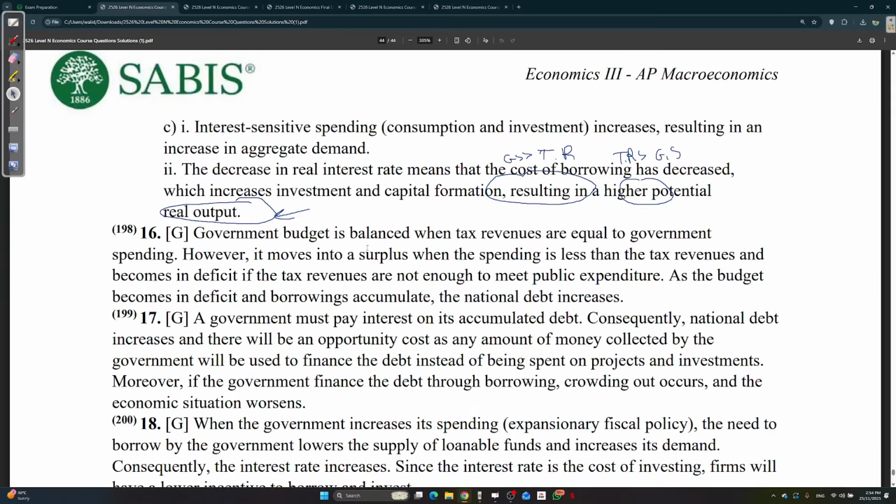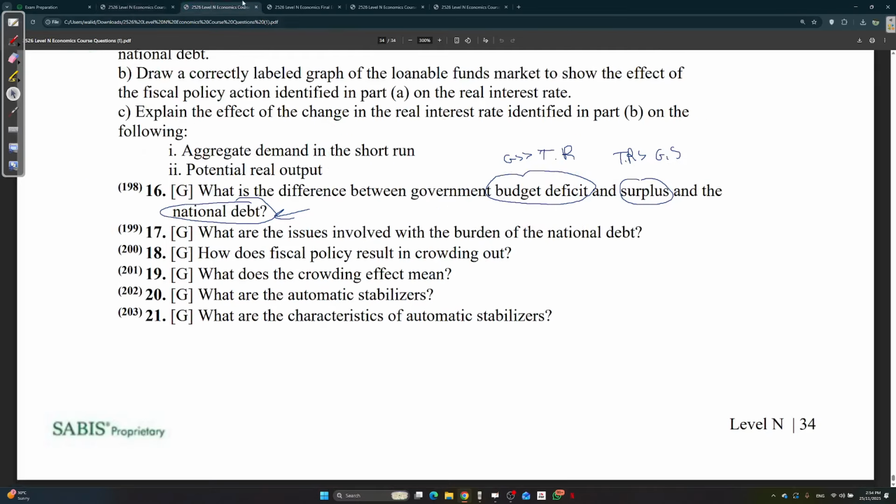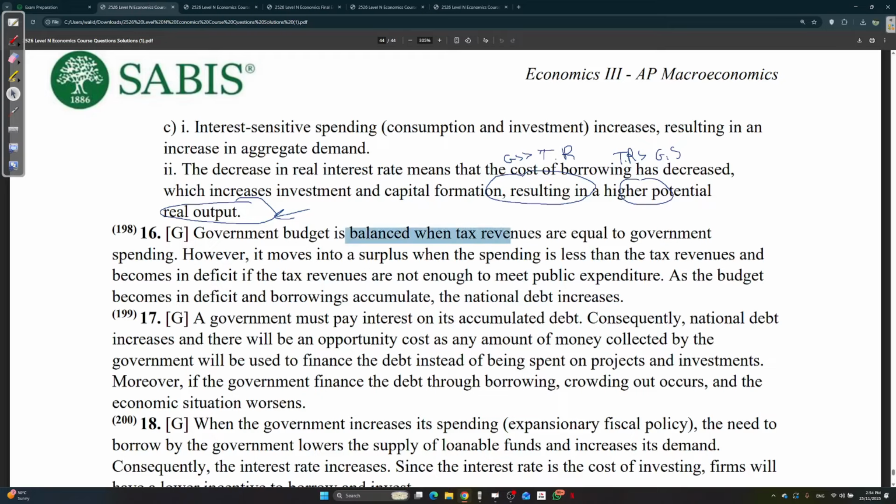Over here, you see, government budget is balanced. Did they ask when it's balanced? They didn't ask when it's balanced. Alright, obviously it's balanced when the tax revenues are equal to the government spending. It's a surplus when the tax revenues are more than the spending, or in other words, when the spending is less than the tax revenue. And it's a deficit if tax revenues are not enough to meet the spending. How do we look at national debt? National debt is when the deficit accumulates, when it starts adding up.